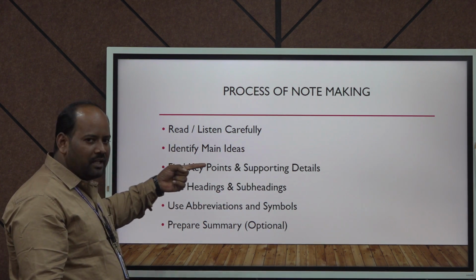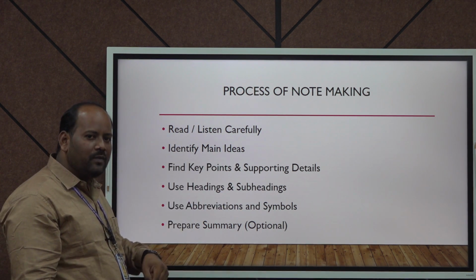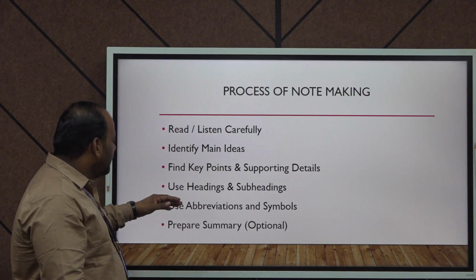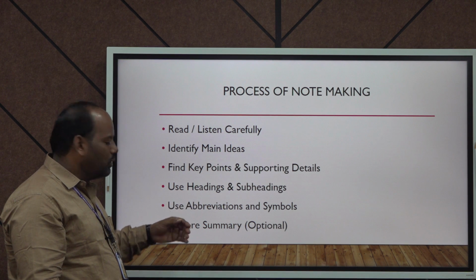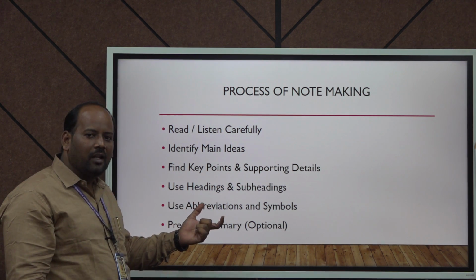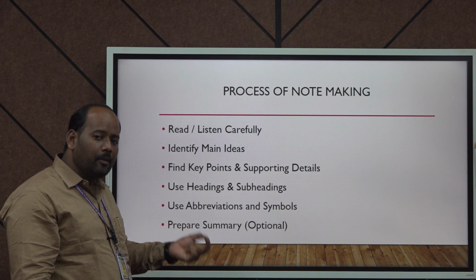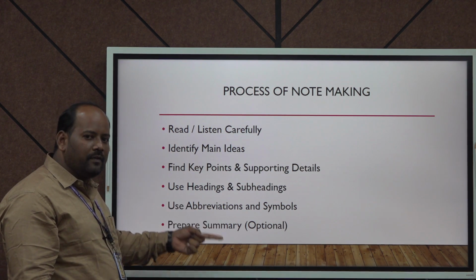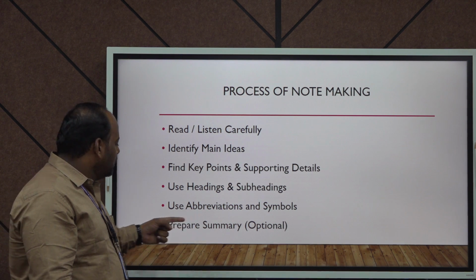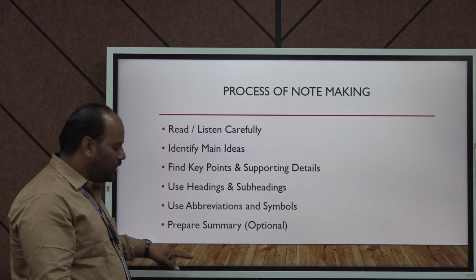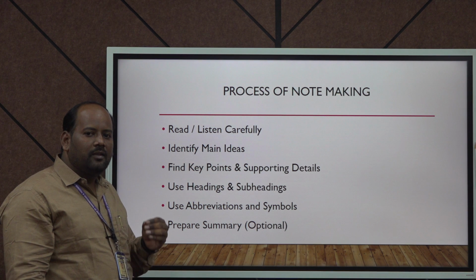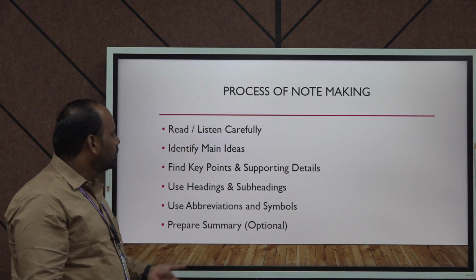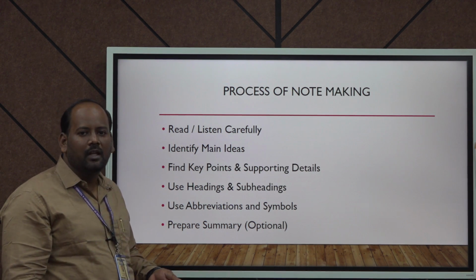After finding the main ideas, we need to find the supporting details for each main idea. Then we need to find the appropriate heading and also the appropriate subheading. Then we can make use of some abbreviations and symbols. At last, it is optional, but if you are in a position to make a summary, prepare a summary. These are the processes involved in note making.